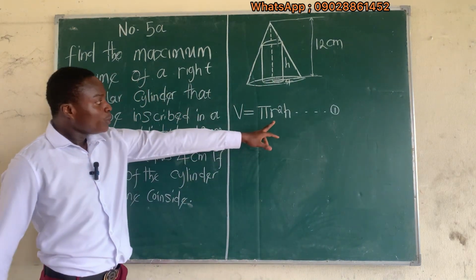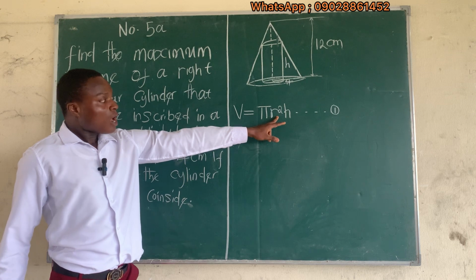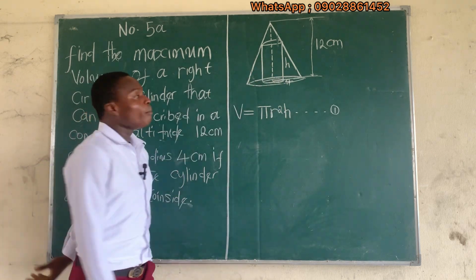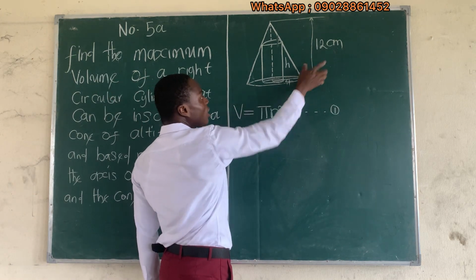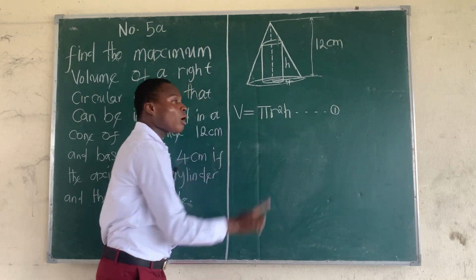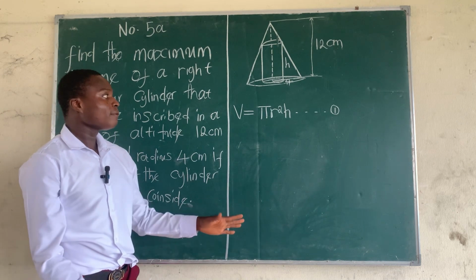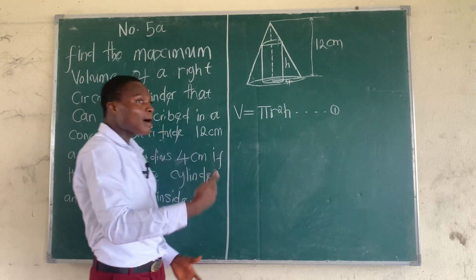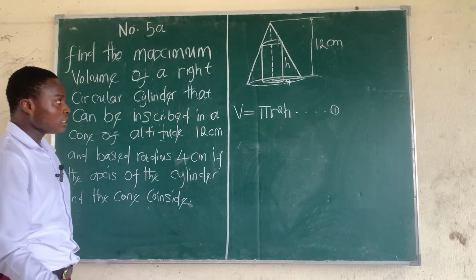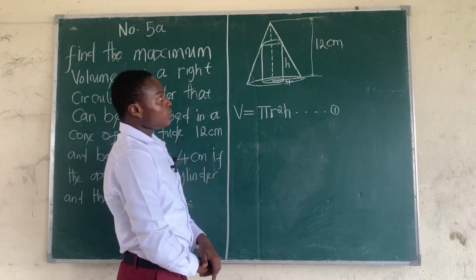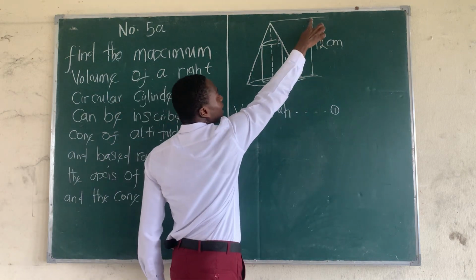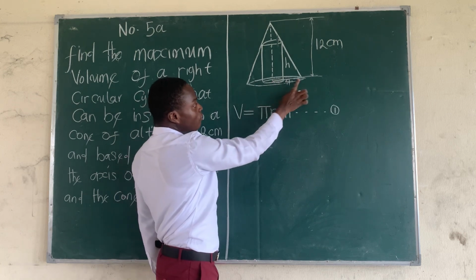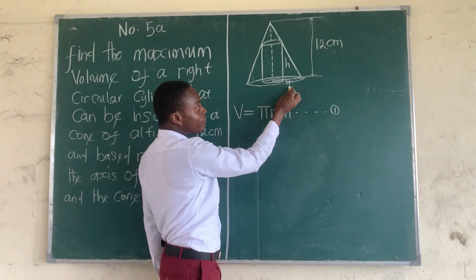Now, we don't know the radius of our cylinder, and we don't know the height of our cylinder, but we know the height of our cone and we know the radius of our cone. So what we need to do is to find the radius and height of our cylinder. Then we can substitute it here to find the maximum volume of our cylinder. But now let's look at it this way. We have the height of our cone to be 12 centimeter, and we have the radius of our cone from this center to here to be 4 centimeter.